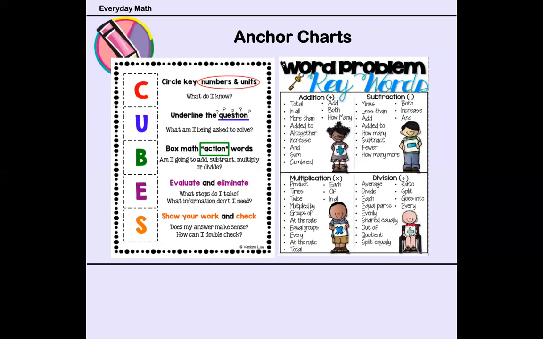All right, here are some anchor charts that you might need. Circle key numbers and units. When you read your word problem, I like to circle the numbers and the units. C, U: underline the question. B: box the action word. E: evaluate, eliminate. S: show your work and check. Today we're going to be using a lot of words with division because we are working on multi-step division word stories. So we're going to see a lot of the words each, equal parts, evenly, every, into. These are all very common division words, so let's look for them.